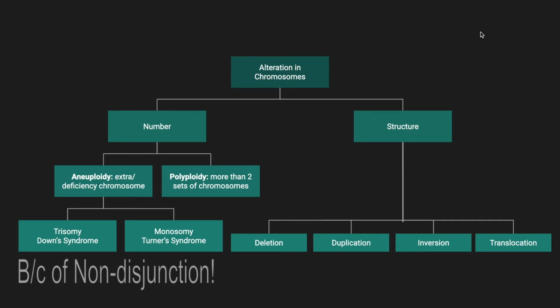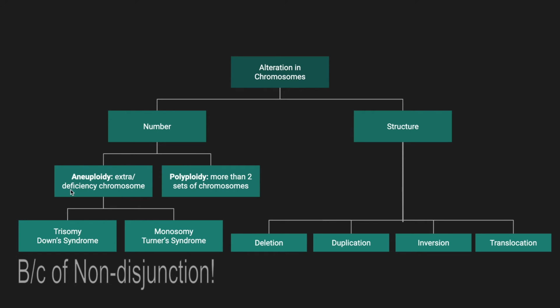Next thing we talk about is alterations in chromosomes, and I've organized it here so that you can differentiate the different types of alterations. There's two different types of alterations. You can get an alteration in number and an alteration in structure. Let's talk about number first. You have aneuploidy and polyploidy.